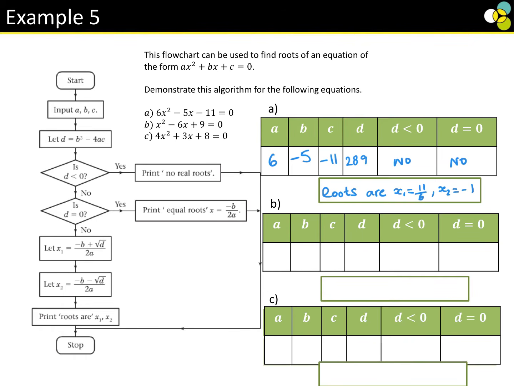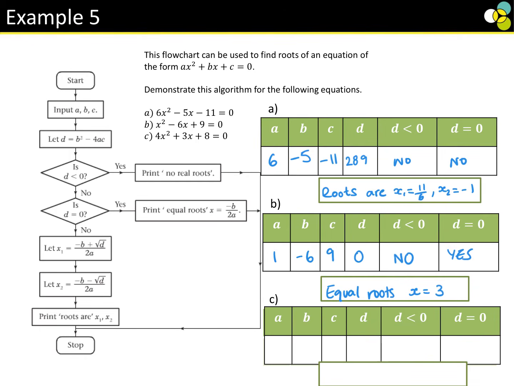For the second one, our equation is 1, minus 6, 9. And when I substitute D in, I get D equals 0. Is D less than 0? No. Does D equal 0? Yes. So you can see here, when D equals 0, we've got to print equal roots and x equals, and substitute in. So equal roots. Okay? And then we're going to write x equals, substitute 6 over 2, which is 3.